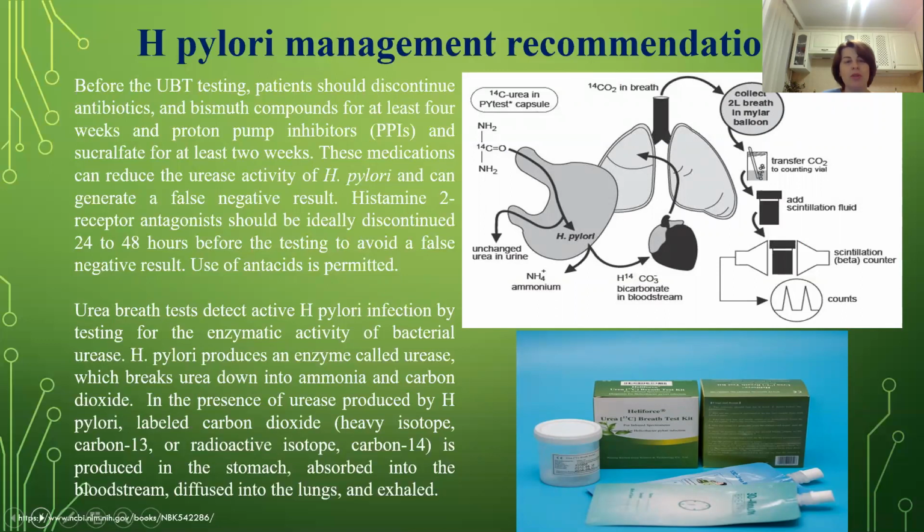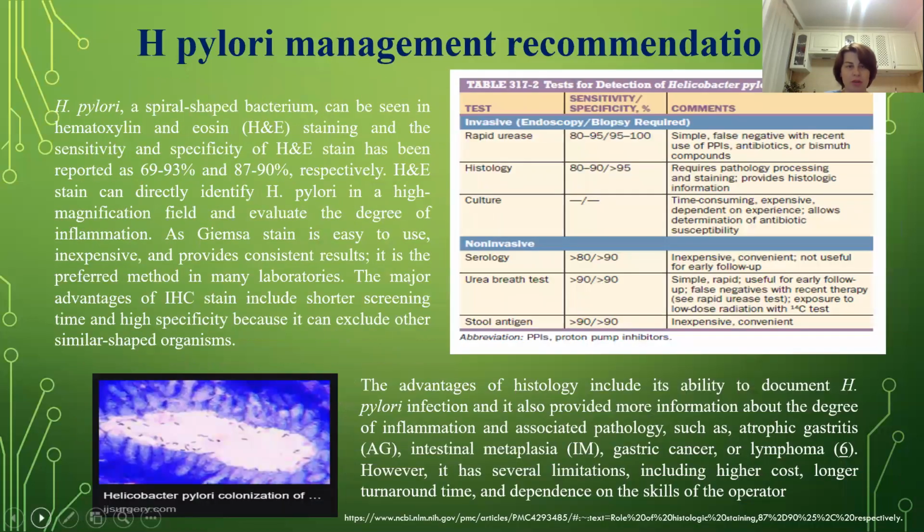These medications can reduce the urease activity of Helicobacter pylori and can generate a false negative result. Histamine 2 receptor antagonists should ideally be discontinued up to 48 hours before the testing to avoid false negative results. Use of NSAID is permitted. Urea breath test detects active Helicobacter pylori infection, and how exactly it can be managed we already discussed. On the picture you can see how this test looks and the mechanism of the test on this picture.